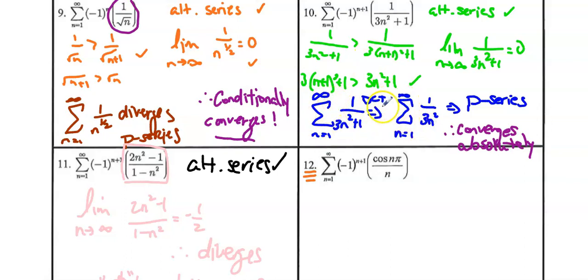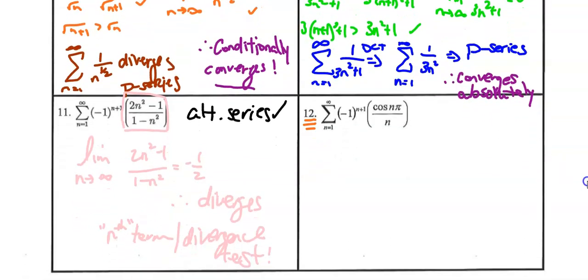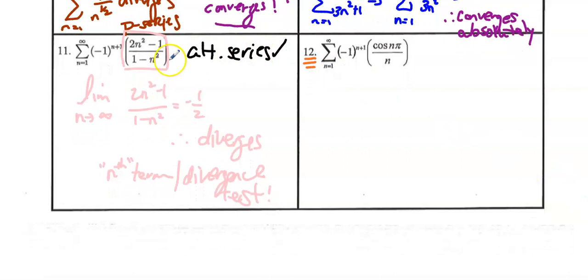And through the direct comparison test, I knew that this series here is very similar to 1 over 3n squared, and since I know that this is a p-series, through the p-series test, I was able to find that this actually converges. So since it passes the alternating series test and it actually converges, then I can say that this series right here converges absolutely.